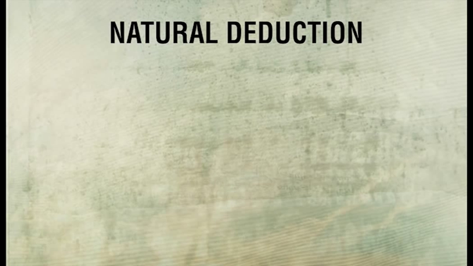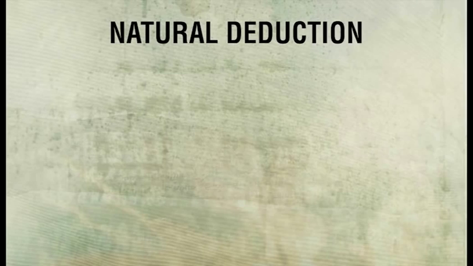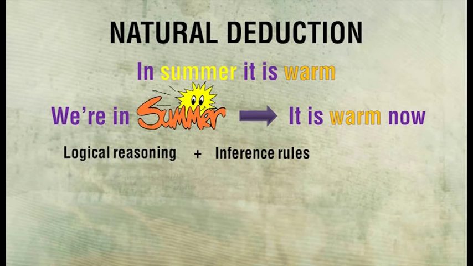In logic and proof theory, natural deduction is a kind of formal system in which logical reasoning is expressed by inference rules closely related to the natural way of reasoning. Okay, let me give you an example. If I tell you, in summer it's warm, and now we're in summer, so now it's warm. You start using logical reasoning and inference rules and finally reply, okay, I can prove that the reasoning you just made is correct. That is the use of natural deduction.